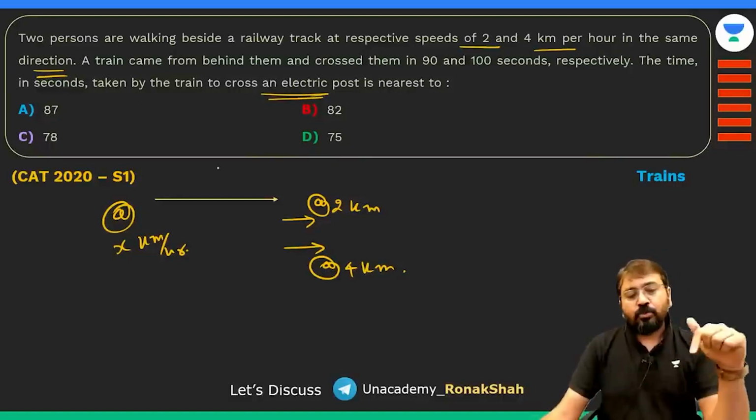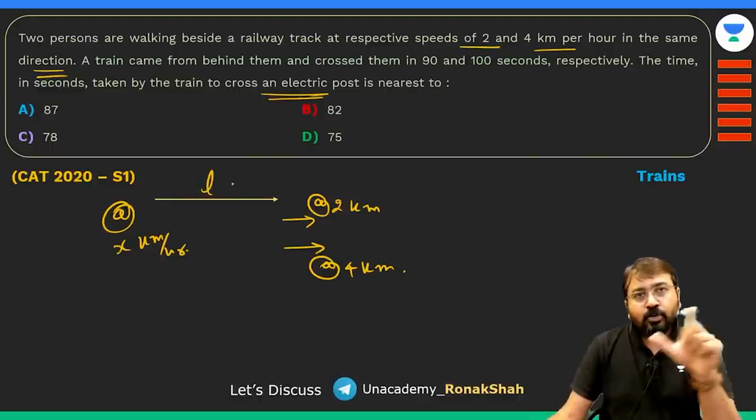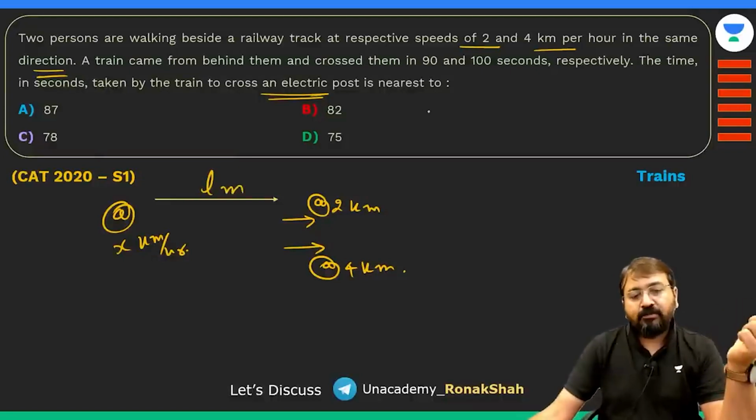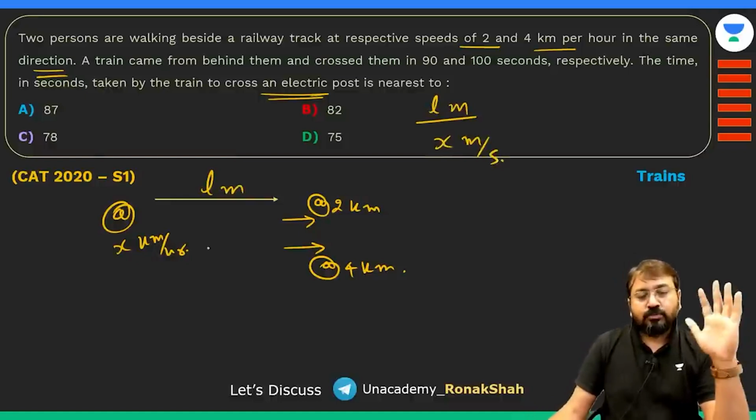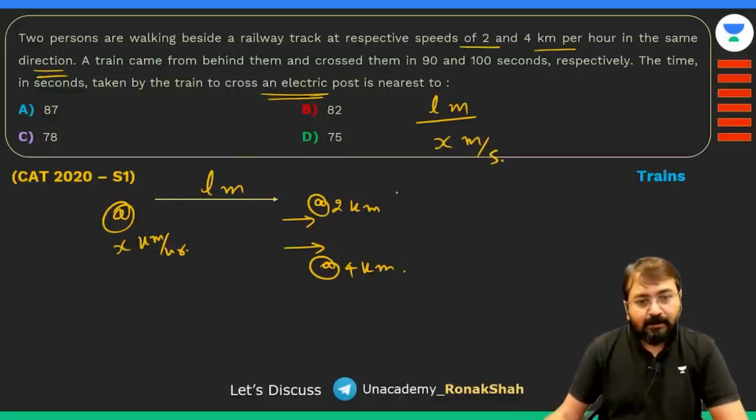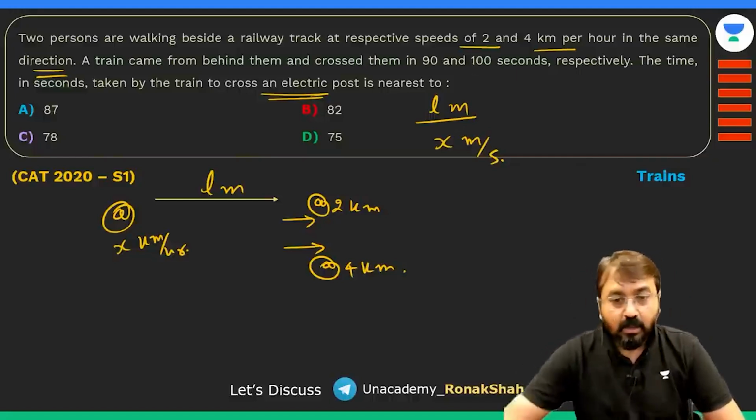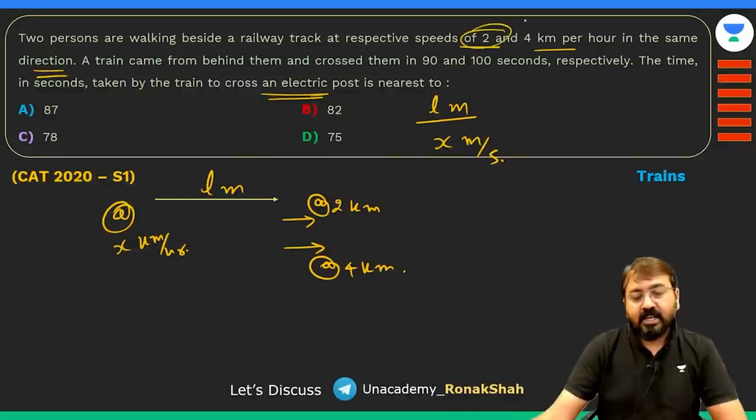So guys, if you want to find out the time for a train to cross the electric post, what do we need to have? We need to have the length of the train and the speed of the train, right? So we need to have this one. Now here the problem is, this is given in kilometer per hour, and this is given in seconds, right? So let's see how to simplify this problem. A train came from behind and crossed them in 90 and 100 seconds respectively.